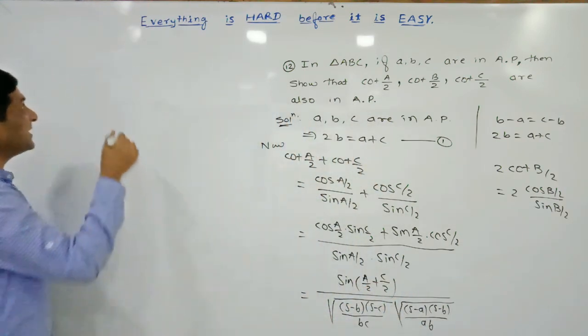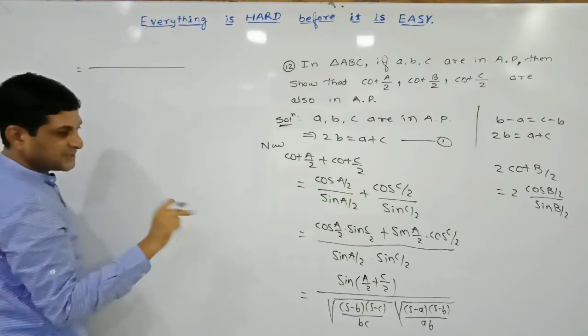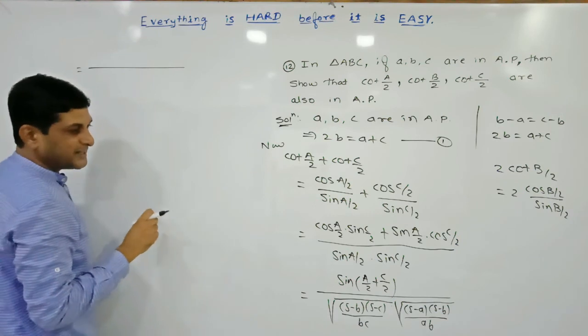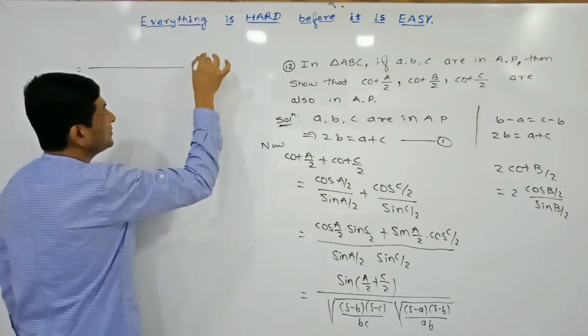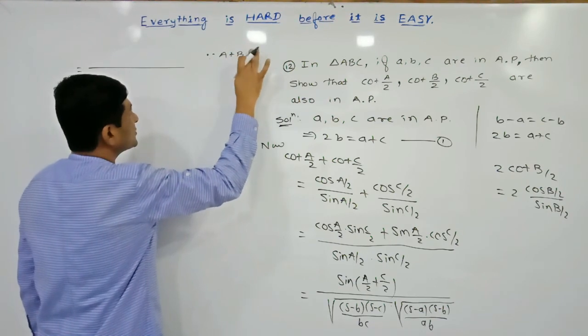So observe the numerator here. In the numerator, if you observe, sin of A by 2 plus C by 2 is there. So we know that A plus B plus C will be equal to what? Pi.